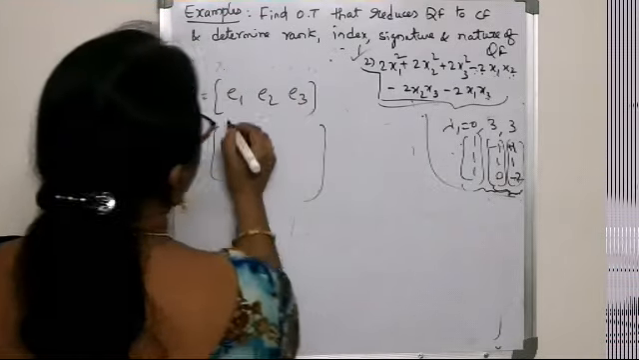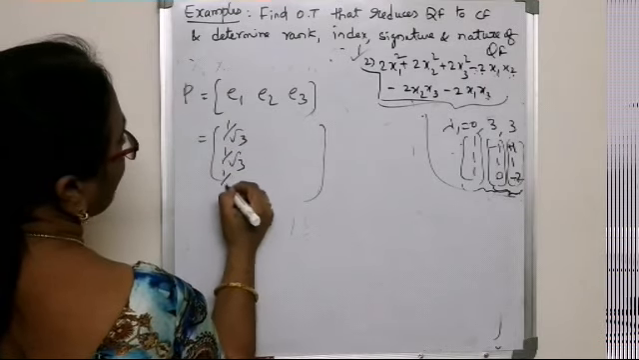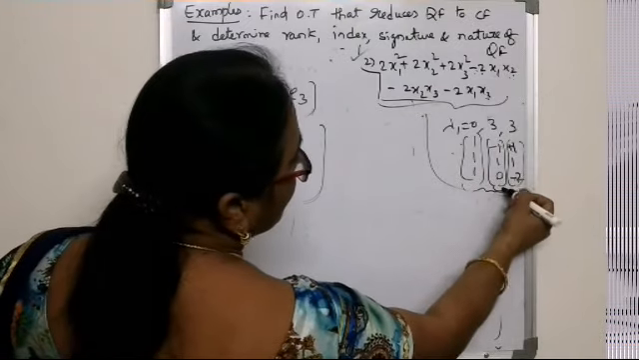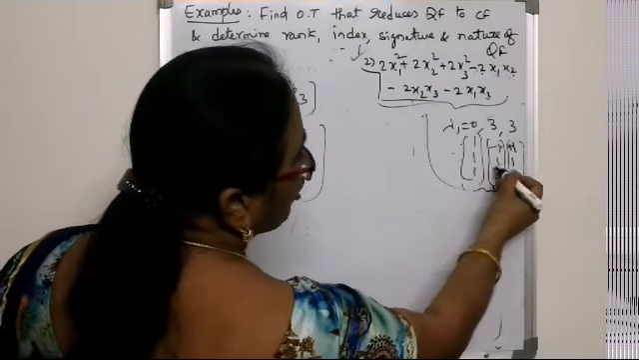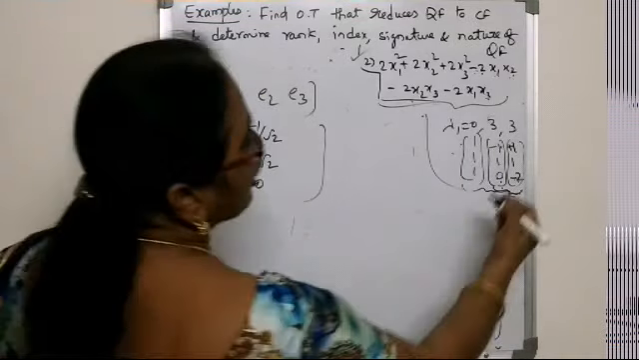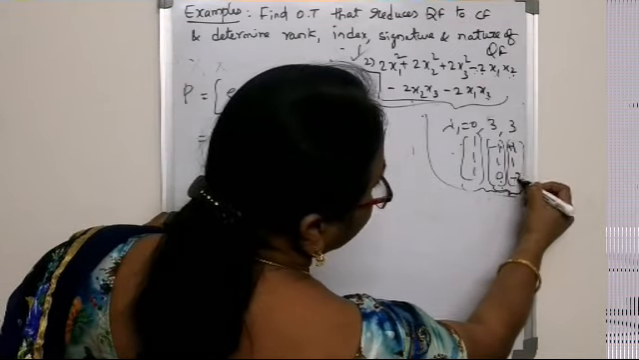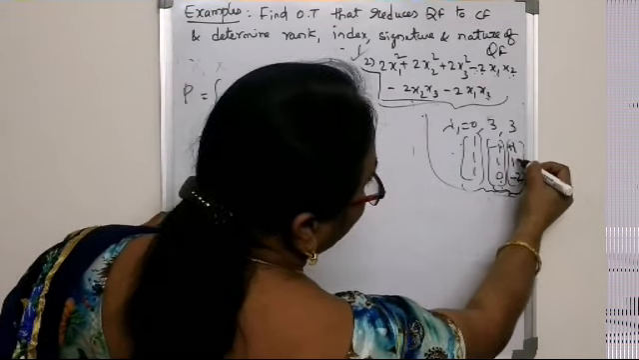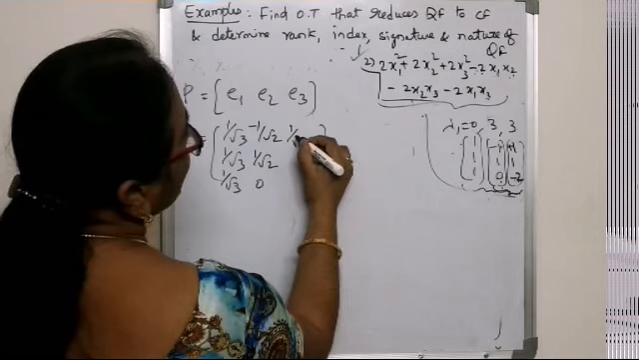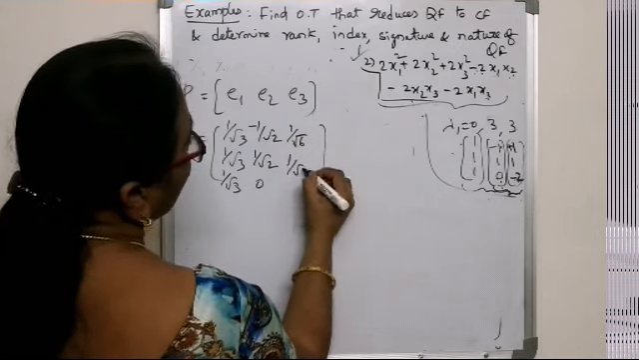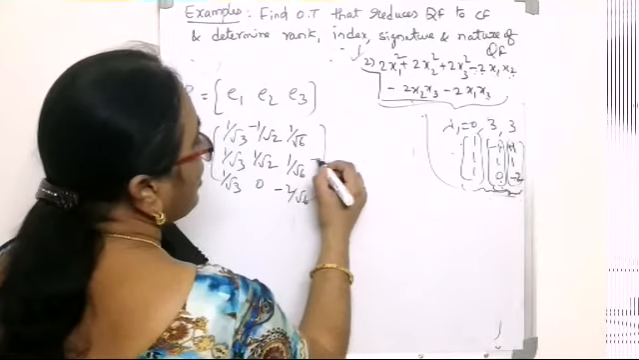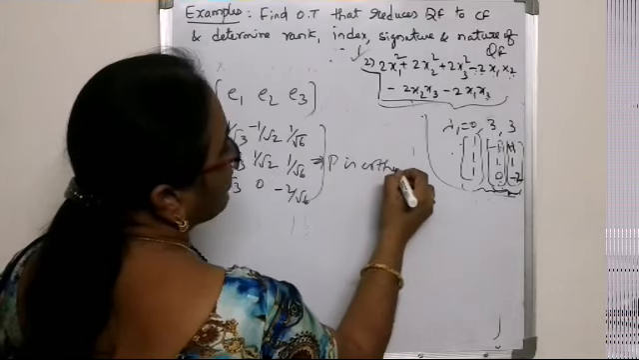Where E1 is the normalized x1, it is (1 by root 3, 1 by root 3, 1 by root 3), where root 3 is the norm of the vector x1. Similarly, from the second eigenvector (-1, 1, 0), since the norm is root 2, we have (-1 by root 2, 1 by root 2, 0). Since the norm of the third eigenvector is the root of 1 square plus 1 square plus (-2) whole square, we get root 6. We get E3 equal to the column (1 by root 6, 1 by root 6, -2 by root 6). By the process of the construction of this P, this is always orthogonal.